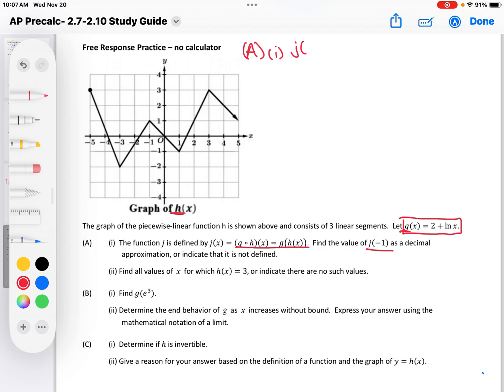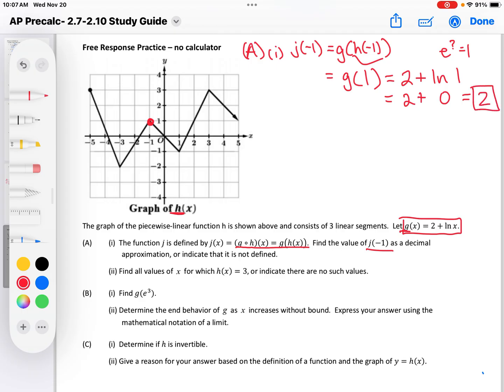So j of negative 1 is just the same as g of h of negative 1. H of negative 1, we use the graph. When our input is negative 1, our output is 1. So then we use that 1 as our input for g. So g of 1 would be 2 plus natural log of 1. Well, natural log of 1, remember that's saying e to what power equals 1? Well, anything to the 0 power equals 1. So the natural log of 1 is 0. So to answer part 1, you should get 2.